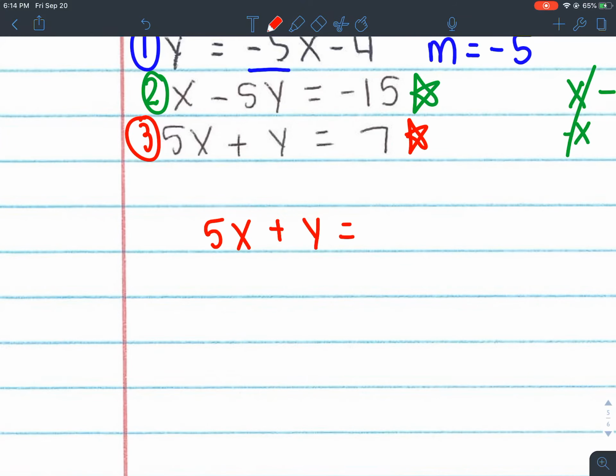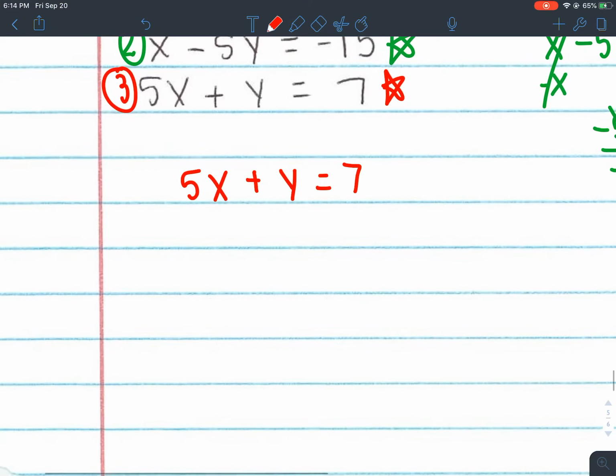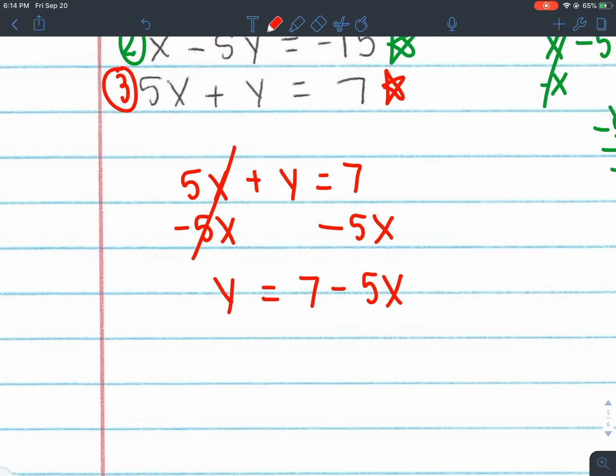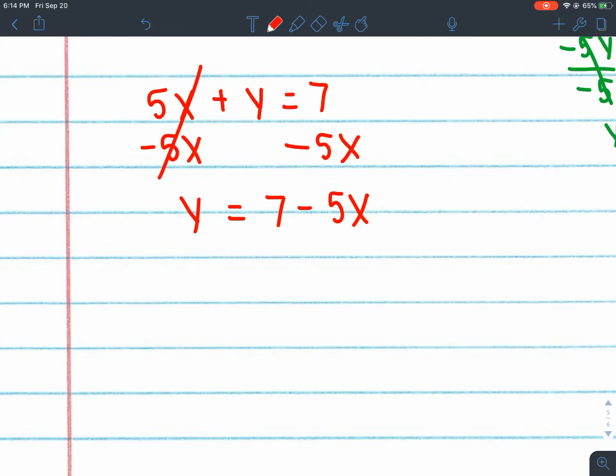This is also not in slope-intercept form, so I'm going to go ahead and move it into slope-intercept form. Your goal is to get y by itself. So the first thing I'm going to do is subtract 5x on both sides. Y equals 7 minus 5x. And this is already in slope-intercept form, so it's pretty nice. So my slope here is going to be -5 or -5 over 1. Go ahead and write that as a fraction just so that it's a little bit easier for me to compare things.